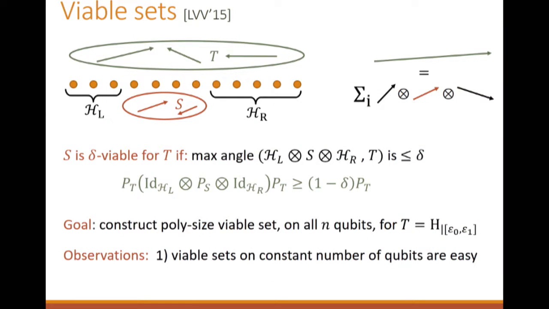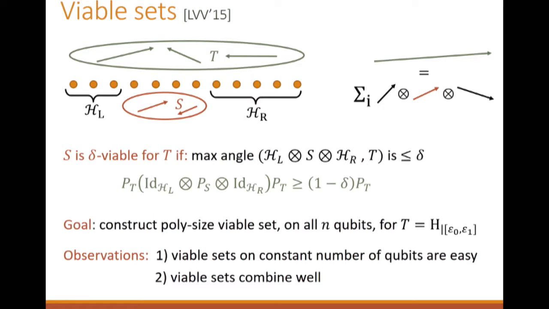And now my observations are that, one, if we try to construct sets on a constant number of qubits, then that's pretty easy. For instance, I want to construct a variable set on the first 2 qubits. Let's just take a basis. This is going to be 4 states. I put every possible state, and then, of course, they are extendable to approximations of any state in any space. So variable sets on small subsets are easy.